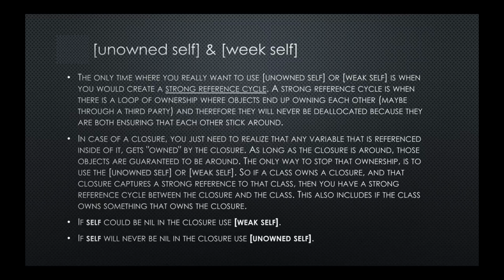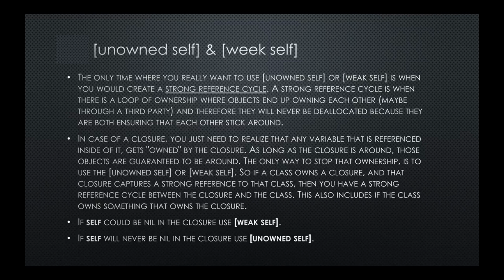And the only way to remove this deadlock is by using unowned self or weak self, okay? So if the class owns the closure and that closure captures a strong reference to that class, then you have a strong reference cycle between the closure and the class. And this also includes if the class owns something that owns the closure. Okay, that is very confusing.